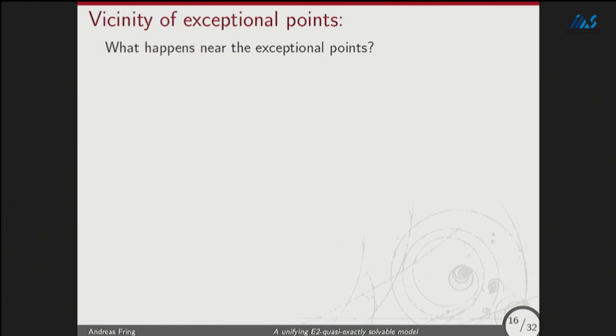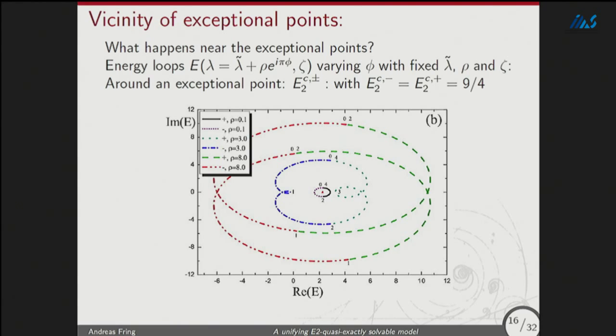So what happens near the exceptional point? What you do is you just calculate a loop in your energy plane, an energy loop. So I'm going to some point, picking a radius, and then I'm surrounding, in my coupling constant space, the exceptional point. That's what people do. And also Günther and Holger, they're also not here anymore. They have also studied this for various models.